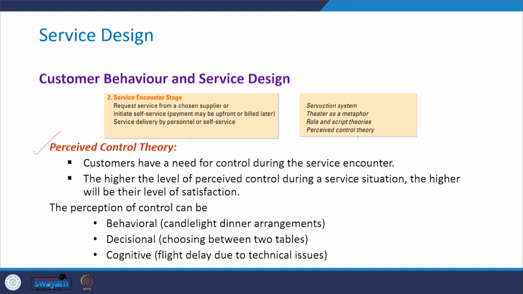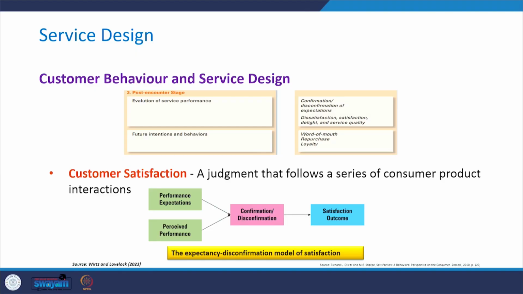And third, cognitive control. Cognitive control is exercised when the customer understands why something is happening. For example, the flight will be delayed because there is a technical problem with the aircraft. And when a customer knows what is going to happen next, for example, knowledge of how long the delay will be. This cognitive control is sometimes also referred to as predictive control. Now coming to the last and final stage of customer behavior, that is the post-encounter stage, wherein evaluation of service performance happens and future intentions are shaped.